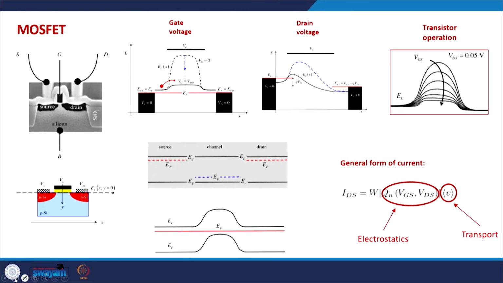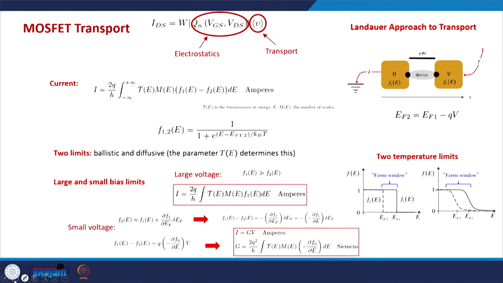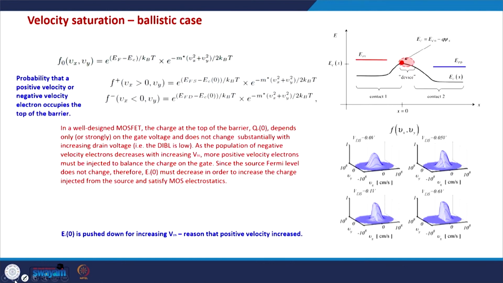Then we went to understand the three terminal devices, essentially the MOSFET device, which is the main component of electronic devices in today's world. We tried to understand the IV characteristics of the MOSFET. We had a discussion on the conventional MOSFET theory in the beginning. Then we went to the MOSFET transport theory. We applied the general model of transport on the three terminal device, the MOSFET.